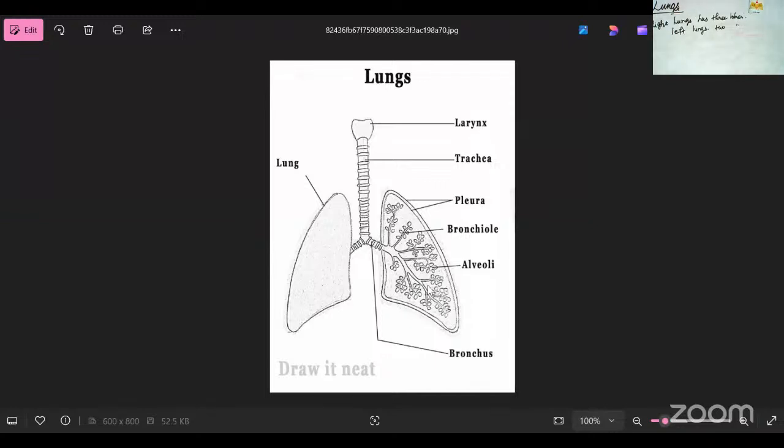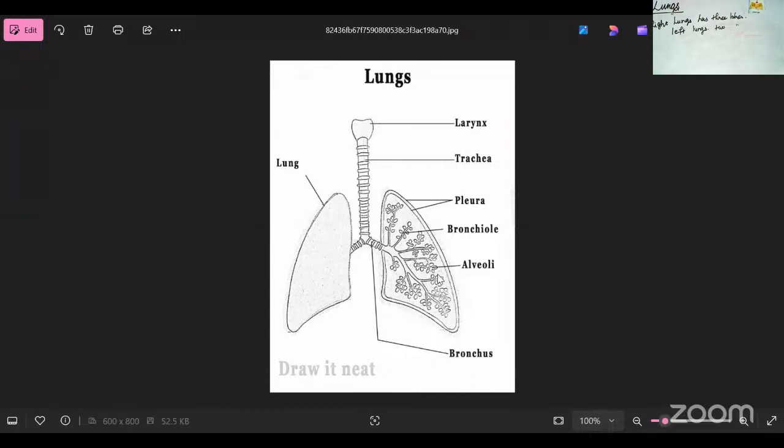Alveoli means tiny air sacs. The small parts contain small bag-like structures. The air sacs are called alveoli, where the actual gas exchange is done. The exchange occurs between the blood and air with the help of the alveoli.